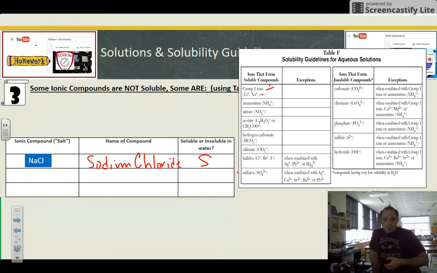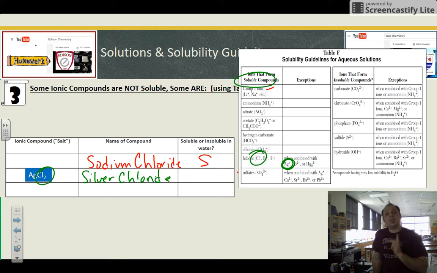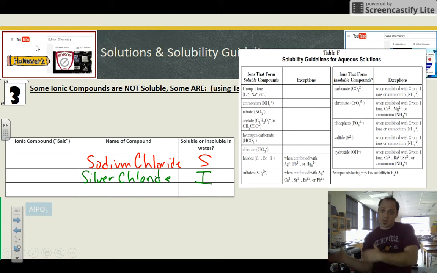Now, next chemical, AgCl, silver chloride. Again, we use the chloride part to find our place in table F. There's chlorine again. It says it's soluble, but wait, we have to check the exceptions. You look to the cation, the metal ion, the positive ion, the first half of the formula, and see if it's in the exceptions rules. If it is, then you have to go away from what the chart heading said. So if it was soluble, an exception to it is insoluble.